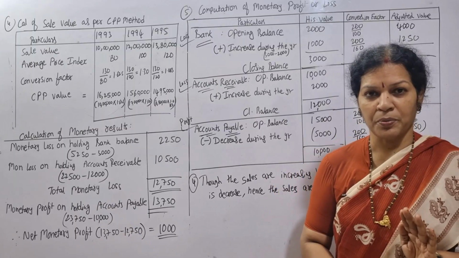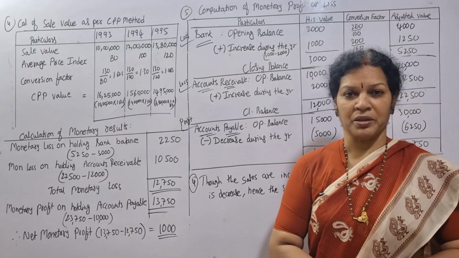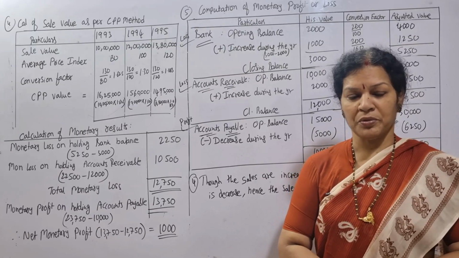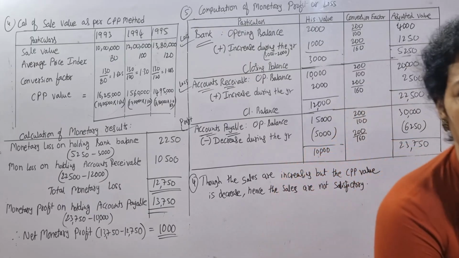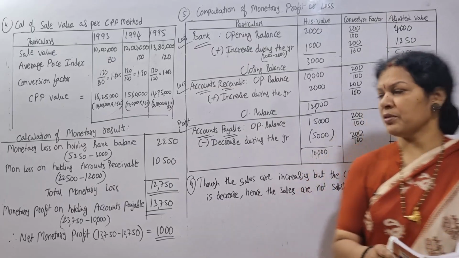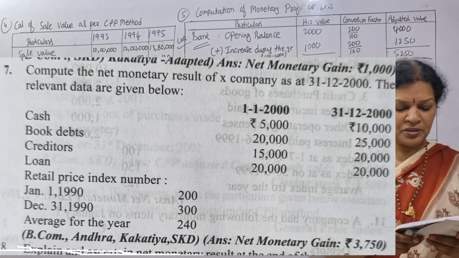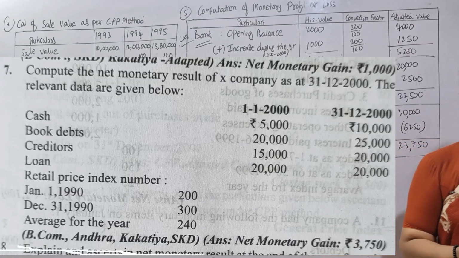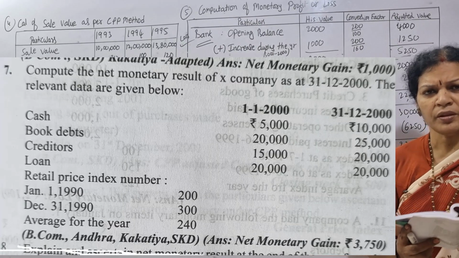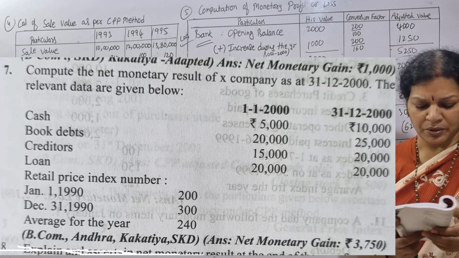If you understand this problem, I'll give you 2 problems as homework. 2 problems, and the answer is also given. You can try these problems. Now one problem is given on the desktop. You can see, this is the 7th problem. I'll just read it out. You can work out.